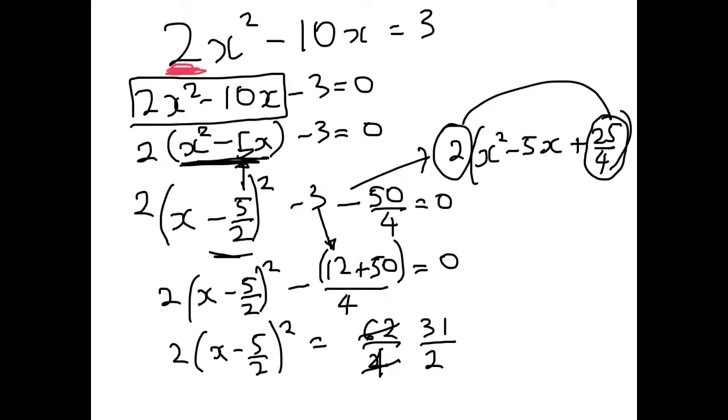Need to have a new slide now. Right, so we're up to this: 2 into x minus 5 over 2 squared is equal to 31 over 2.